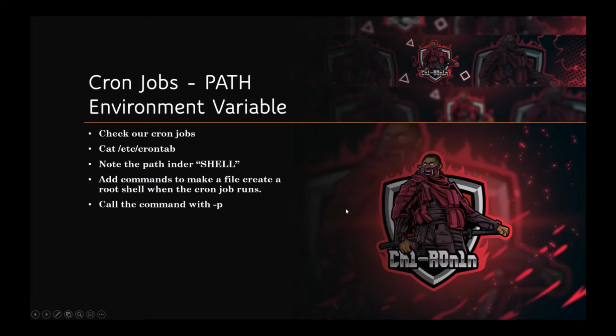And PATH environment variables for cron jobs, we can note a certain section in the results of the crontab where it says SHELL. We can add commands to make a file to create a root shell when the cron job runs, and we call it with the -p. So if we have /tmp/rootbash, for example, and we place this as a command, then all we have to do in order to run it is simply call that path, /tmp/rootbash, and then -p, and we were able to get a root shell this way.